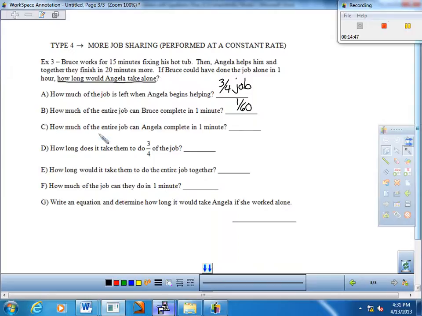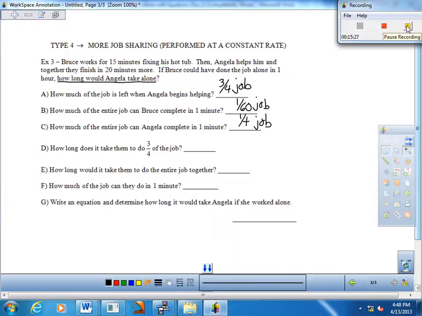So how much of the entire job can Angela do in a single minute? So we start the stopwatch on Angela. We stop it a minute later. How much of the job can she do in that single minute? It takes her t minutes, so she can do 1 over t of the job in a minute. So let me go ahead and write that down. So 1 over t there.